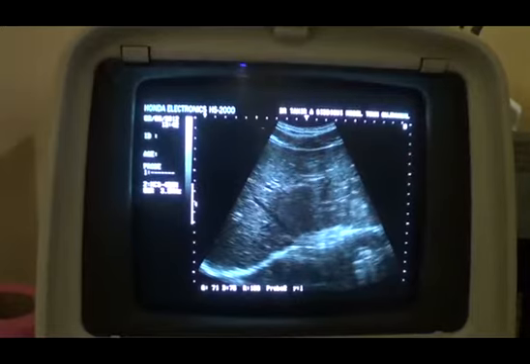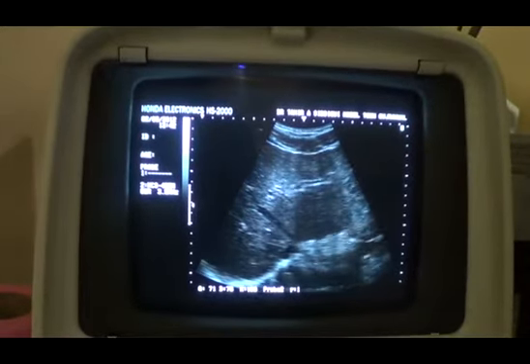Hepatic veins are seen normal in caliber.